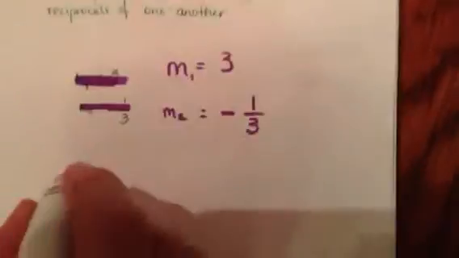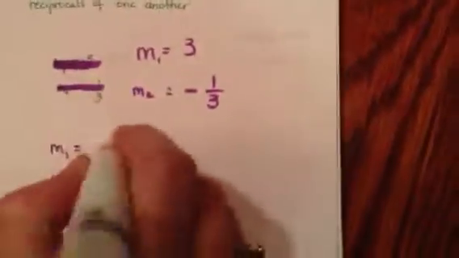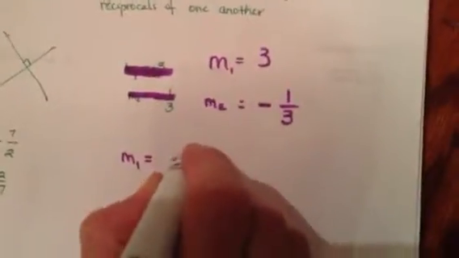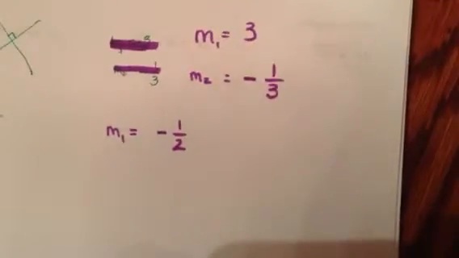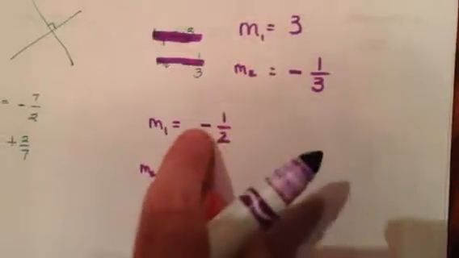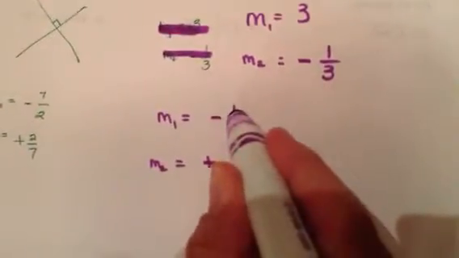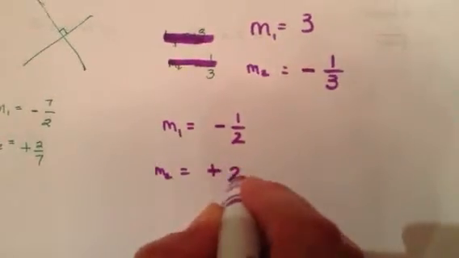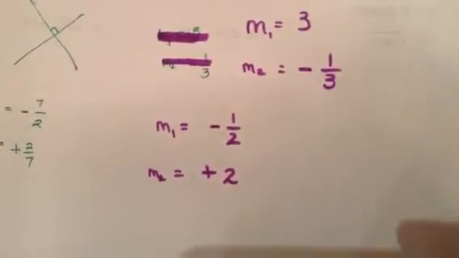Let's do another example. What if one of my lines had a slope, let's say, of -1/2? What would the slope of the line that's perpendicular to that be? Well, since this one's negative, this one would have to be positive. And what's the reciprocal of 1/2? Well, it'd be 2. 2 over 1. All right?